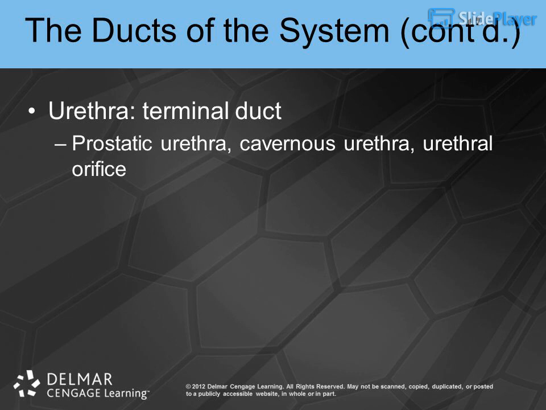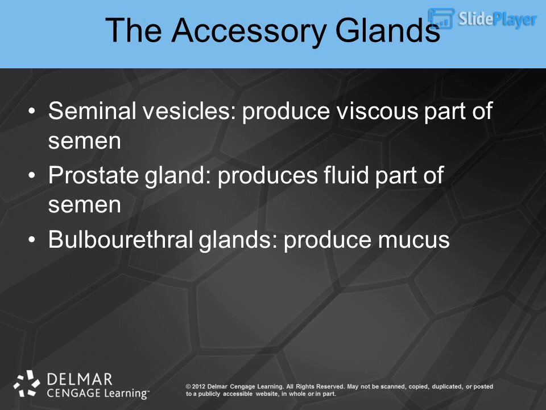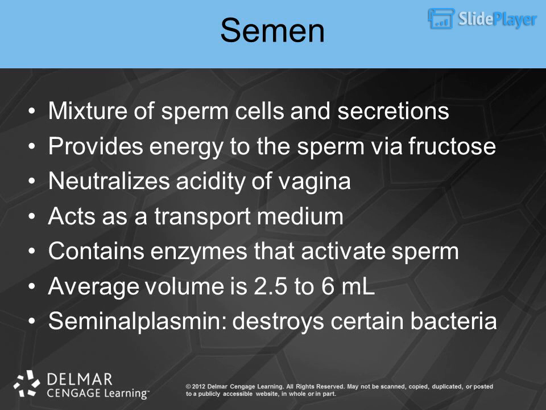The urethra is the terminal duct. It includes the prostatic urethra, cavernous urethra, and urethral orifice. The accessory glands: seminal vesicles produce the viscous part of semen. The prostate gland produces the fluid part of semen. Bulbourethral glands produce mucus. Semen is a mixture of sperm cells and secretions.